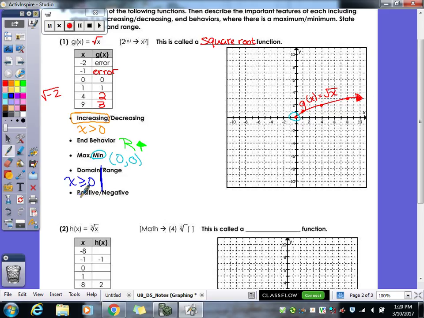And then how about for our range? What would our y's be? Our lowest y is 0, and then it's everything up from 0. So what sign would that be? Greater than. If we're going up, it's greater than. So y is greater than or equal to 0. And then is this graph positive or negative? Positive. It's never negative. That graph's always positive.